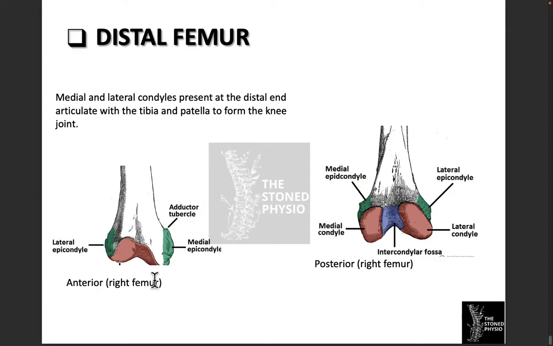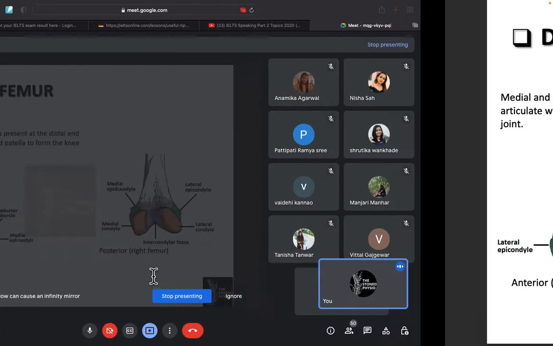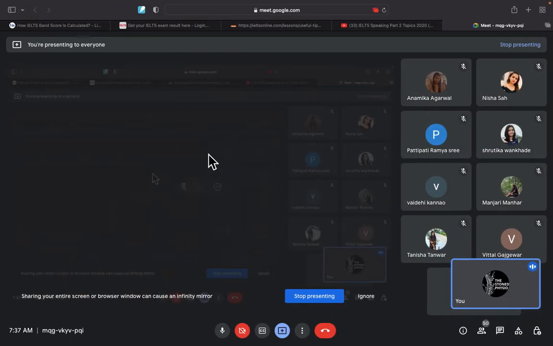I am talking about the tibia and the femur. दोनों के बीच में the amount of compression will increase if there is less surface area and more force being transmitted through the medial condyle. सबको समझ आ रहा है कि नहीं?